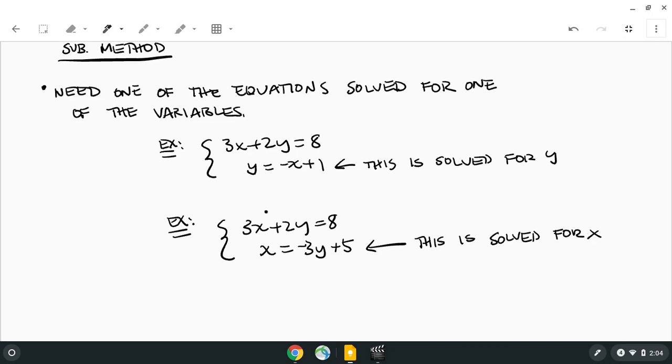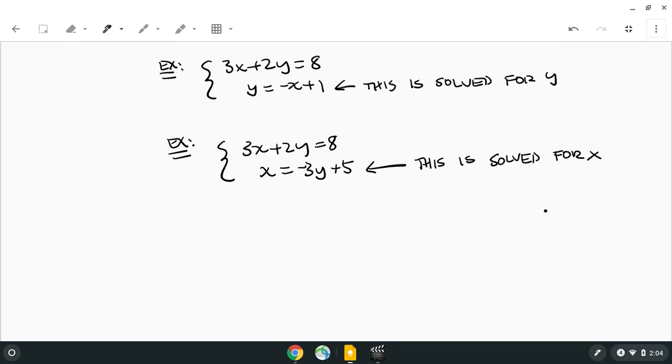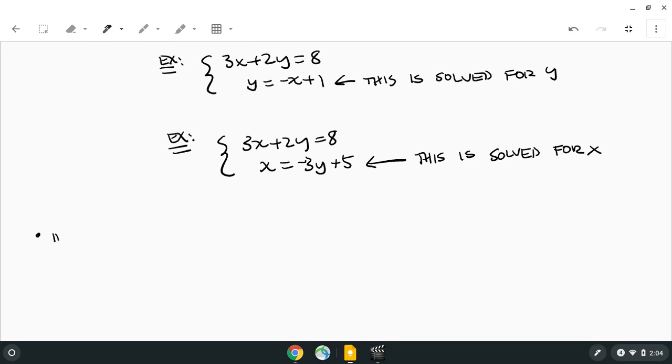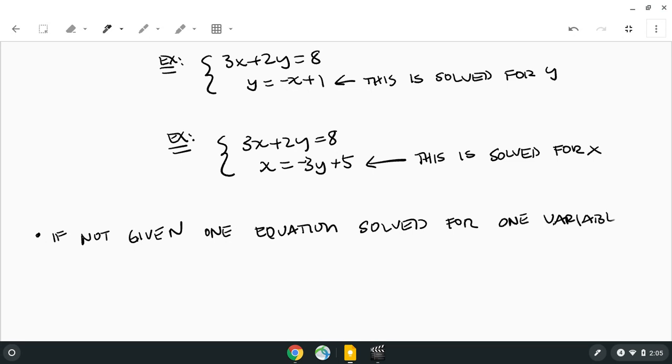Now, suppose that you don't. Let's have a look at that. All right, so if not given one equation solved for one variable, then rewrite one so it is. Okay, so I'll give you an example.